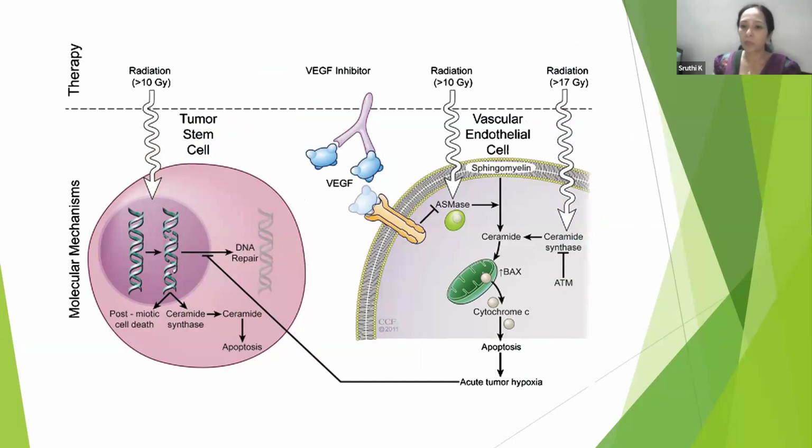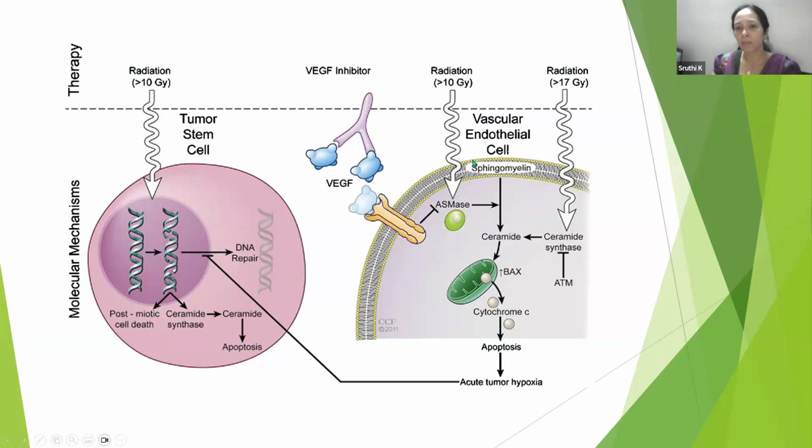So at high doses per fraction, there is something called the ceramide pathway. In the tumor stem cells, the ceramide pathway gets activated, and ceramide, which is a pro-apoptotic molecule, continues to contribute to cell death.